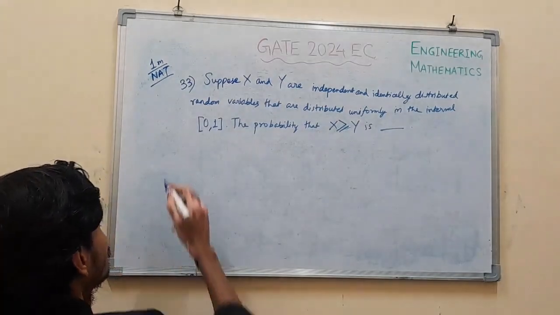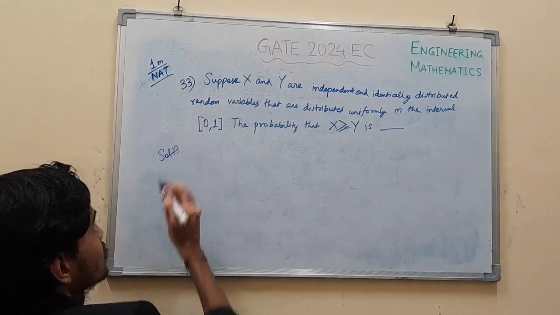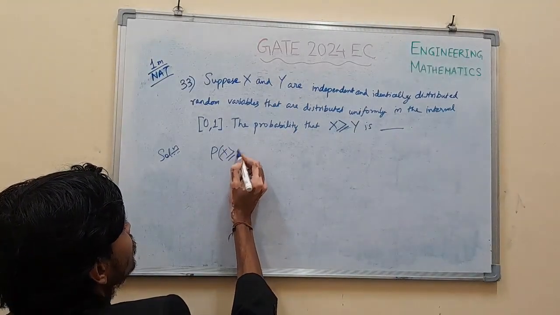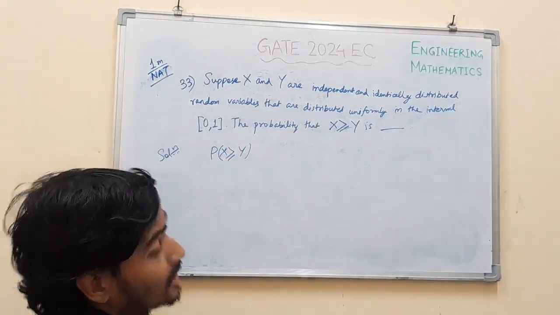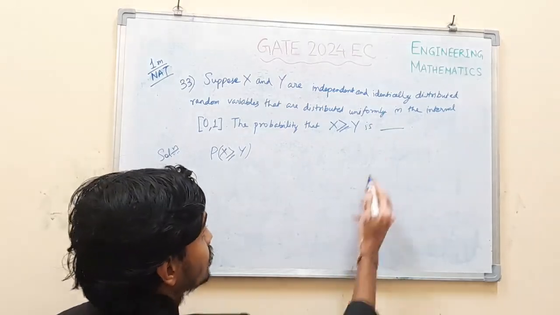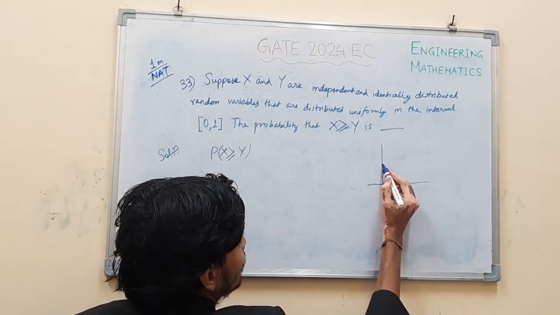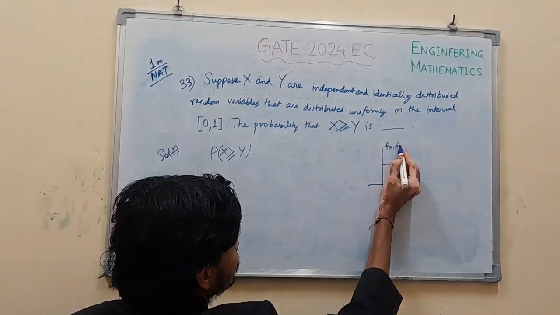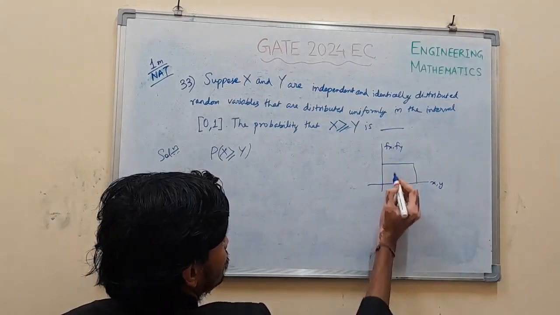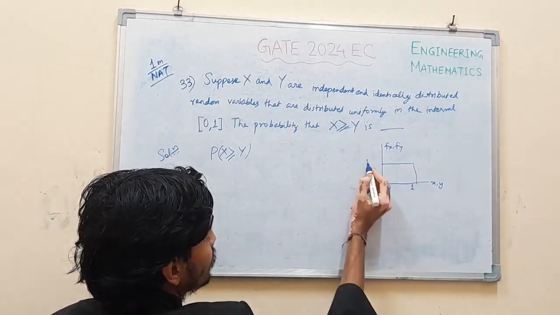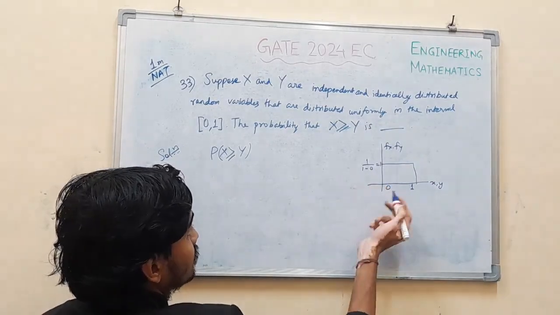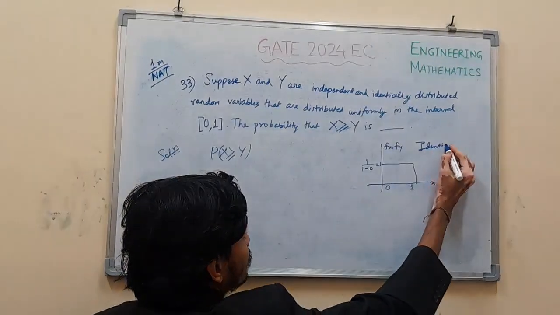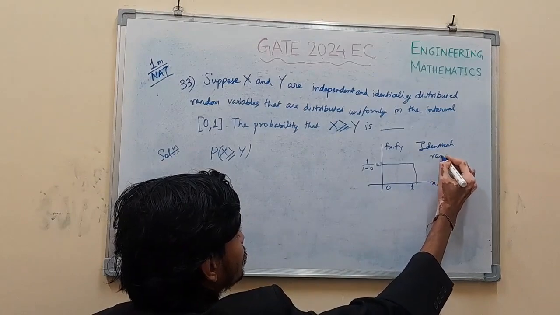This is an easy question. What we are going to find is the probability of x greater than or equal to y. So basically x and y are identically distributed random variables. The probability density will be like this: between 0 and 1 the density will be 1 by 1 minus 0, that is 1.